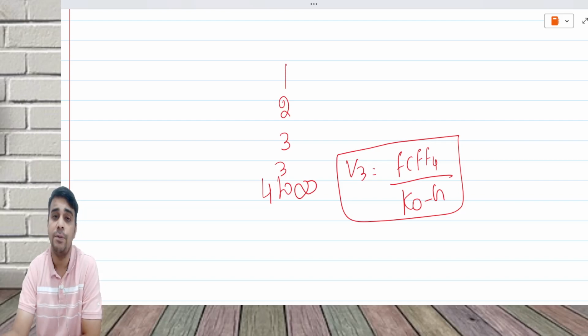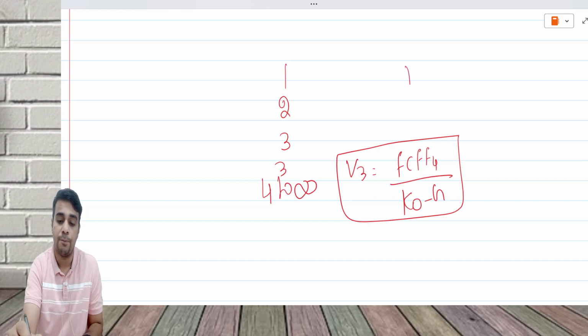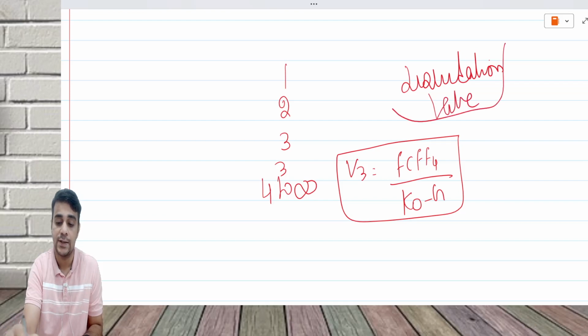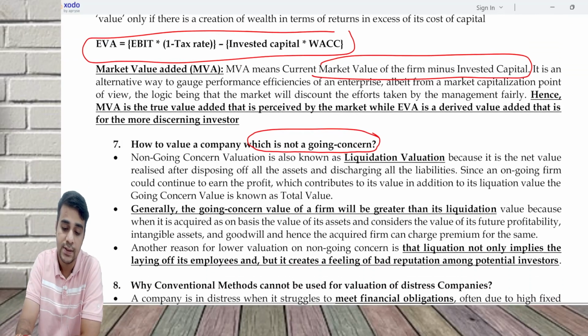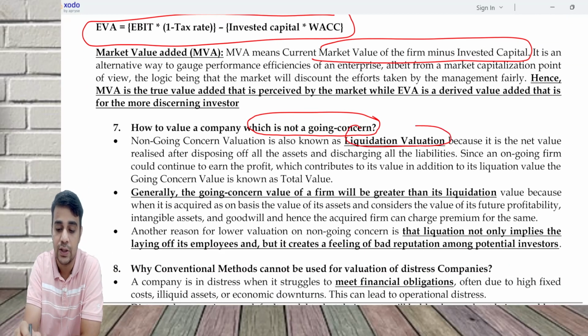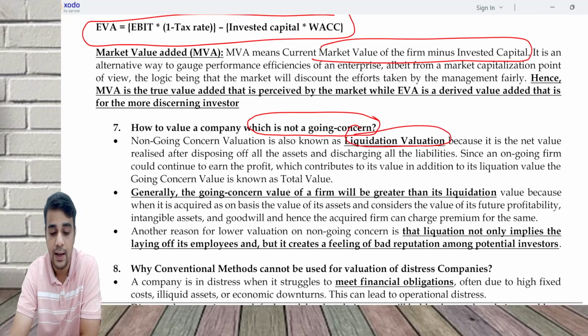So for a company which is not a going concern, our preferred approach is the liquidation value approach. What is liquidation value? If you sell all your assets today, what value are you going to arrive at? Non-going concern valuation is also known as liquidation value, because it's the net value realized after disposing of all the assets and discharging all the liabilities.